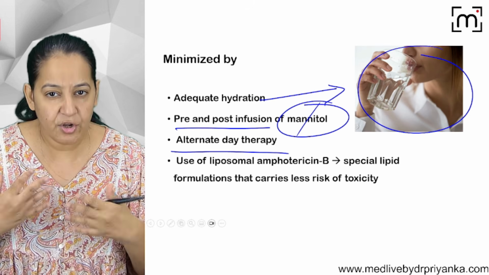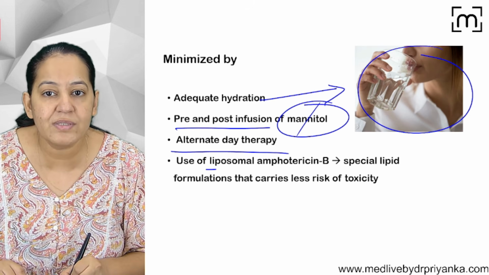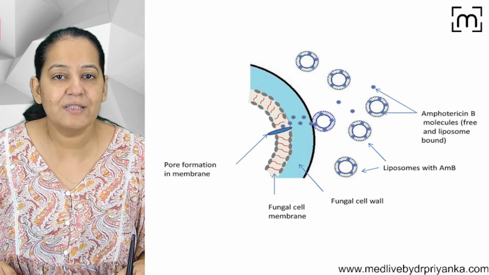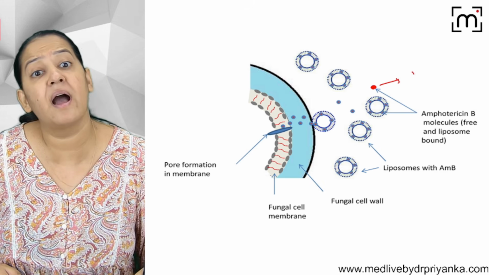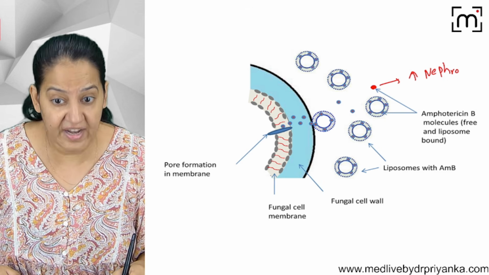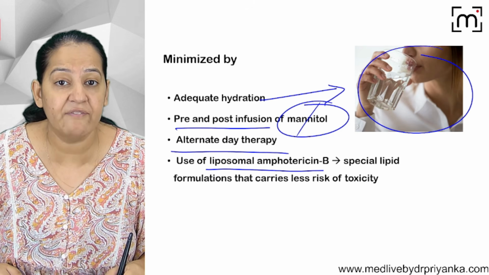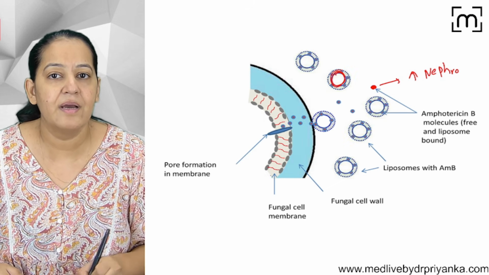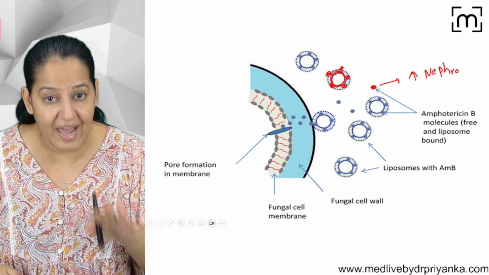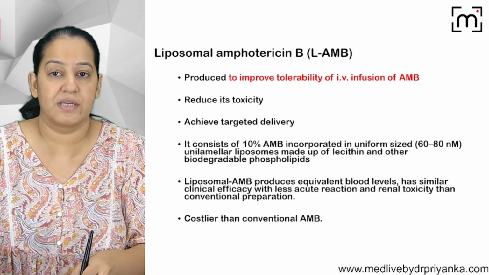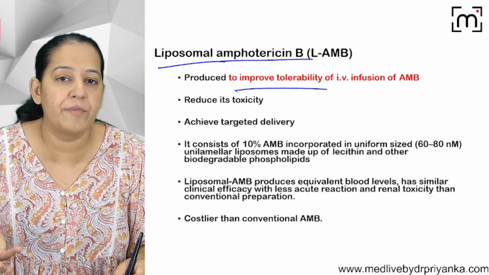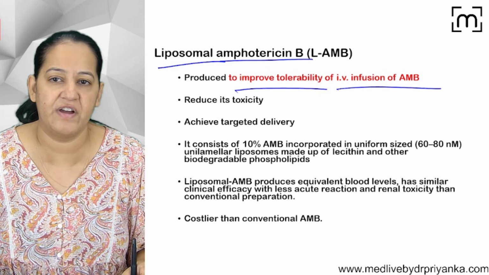And the best thing, instead of using plain amphotericin B, you can use liposomal amphotericin B. What is liposomal amphotericin B? You can see, this one is plain amphotericin B. It is highly nephrotoxic. The most important adverse effect is nephrotoxicity. So instead of giving it plain, combine it with a liposome. You can see this one is liposomal. When we combine amphotericin B with a liposome, it becomes less toxic. It will improve the patient's tolerability of IV infusion of amphotericin B.